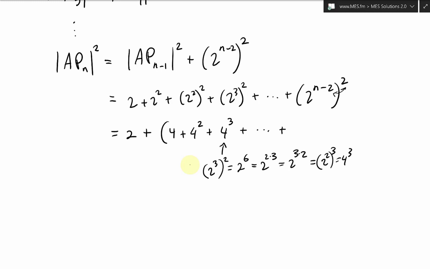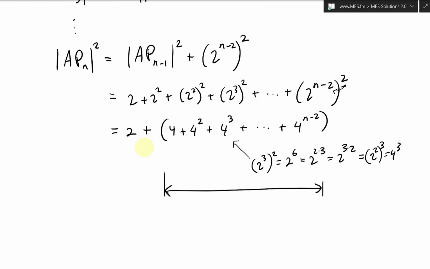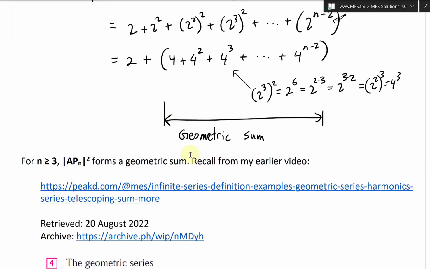Replace them, or switch them over. So you'll have 4 to the n minus 2. Alright, here I just moved it over there. And now this whole thing, what we have here is a geometric series. Or geometric sum, not a series, because it doesn't go to infinity. Geometric sum, or a finite geometric sum. Alright, let's continue further.